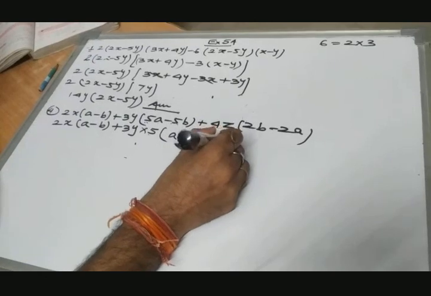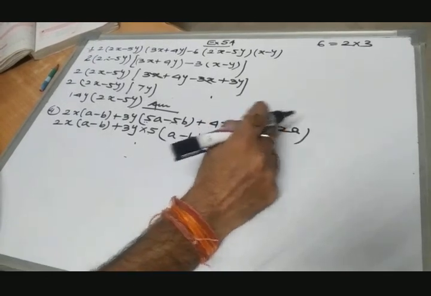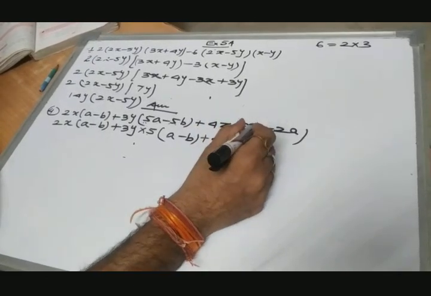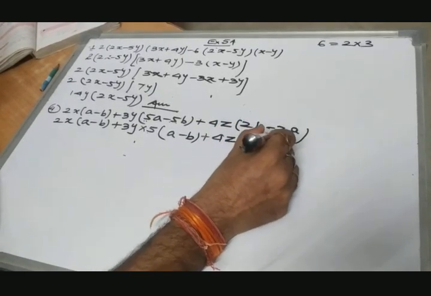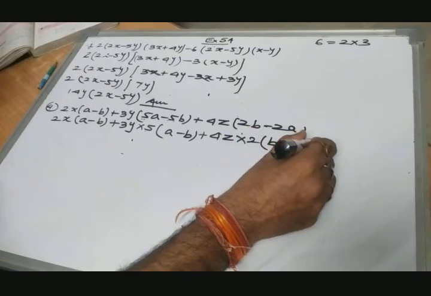Similarly, in 4z, it contains 2b and 2a. See, 2b and 2a, so 2 is taken as the common, and it converts into b minus a.